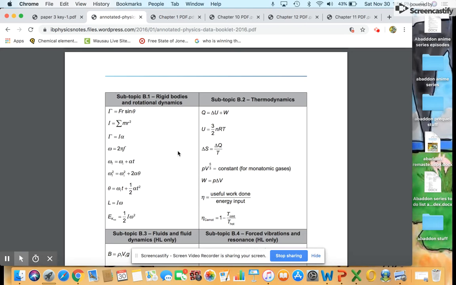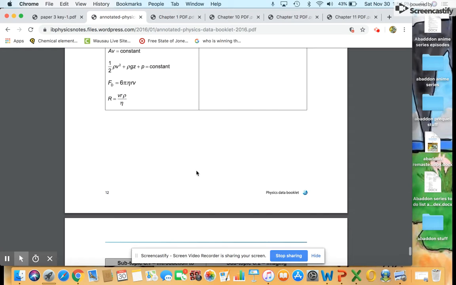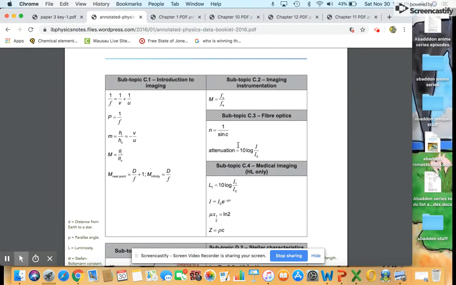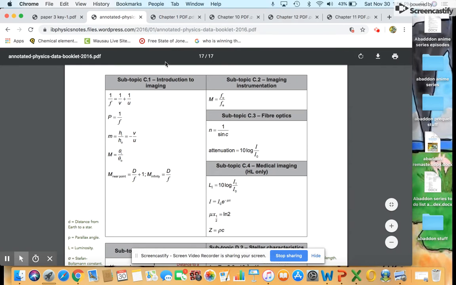You got the whole weekend to study it. Know what these equations are for engineering physics, if you decide to do that one. Know what these equations are, what the topics are for imaging, etc. Also, some things that can help you: there's going to be 5 questions. No matter what you do, no matter what you choose, there's going to be 5 questions.